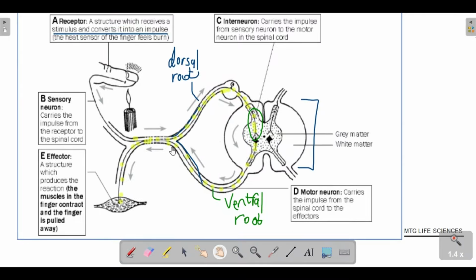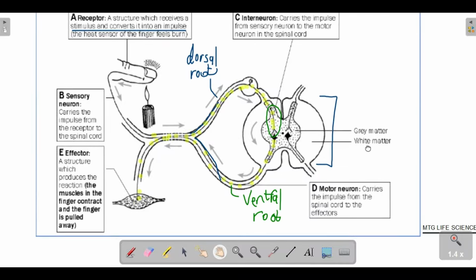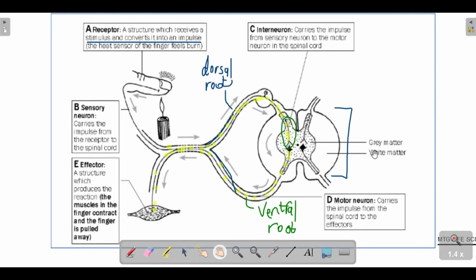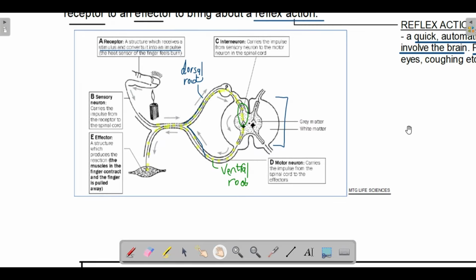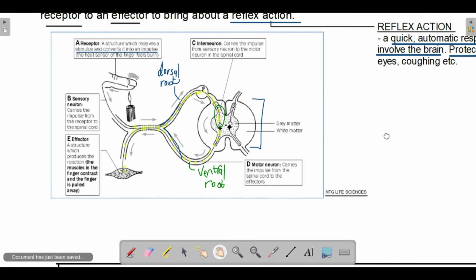Okay, so that's how you describe it, guys. Ensure that you mention your receptor, you mention your sensory neuron, you mention the dorsal root, mention the interneuron, mention the motor neuron, mention the effector, okay, the ventral root, right? So that is how you describe your reflex arc. Okay, reflex arc, which is the pathway of a nerve impulse.